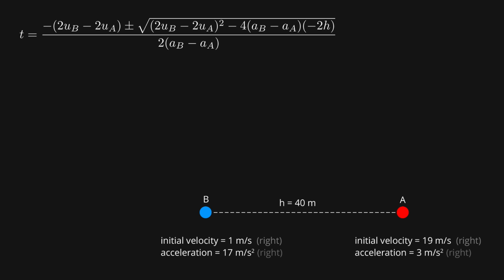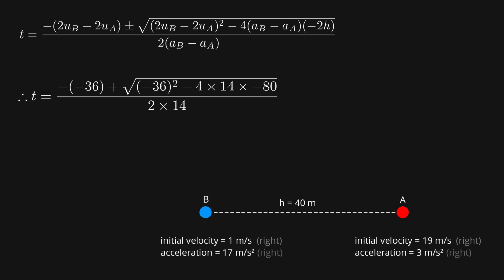To arrive at a final answer, let's now substitute our known values into the equation, and as mentioned, I'll replace the plus minus sign with just a plus sign. Simplifying this gets us to 112 over 28, which equals 4. So that's the final answer. It will take 4 seconds for object B to catch up to object A.